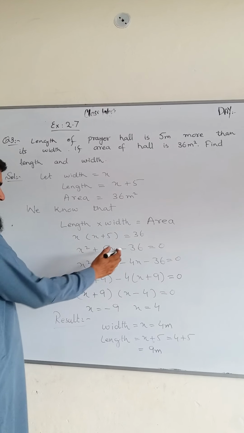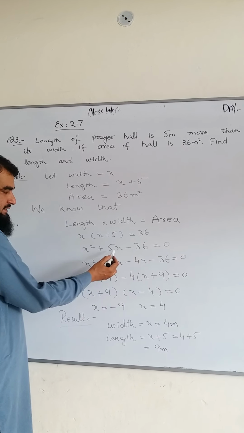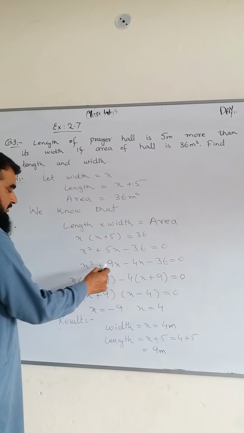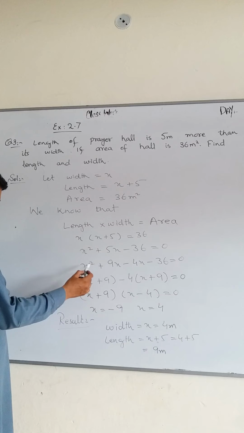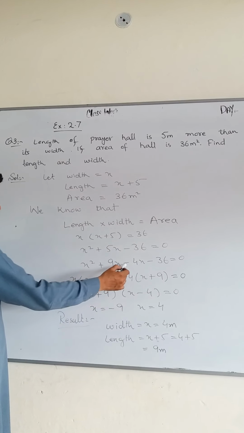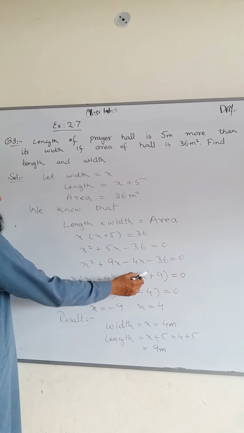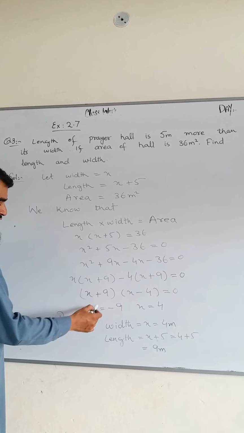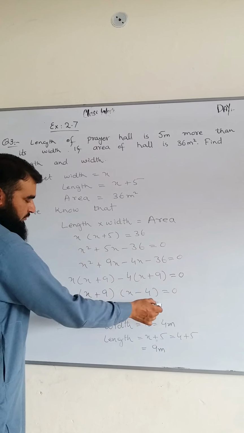Then for factorization we need a product of 36 and a sum of 5, so 9 fours are 36. Then from x square and 9x we take x common, x plus 9, and from minus 4x minus 36 we take minus 4 common, x plus 9. Then we write x plus 9 common and x minus 4 is remaining. So we have x equal to minus 9 and x equal to 4.